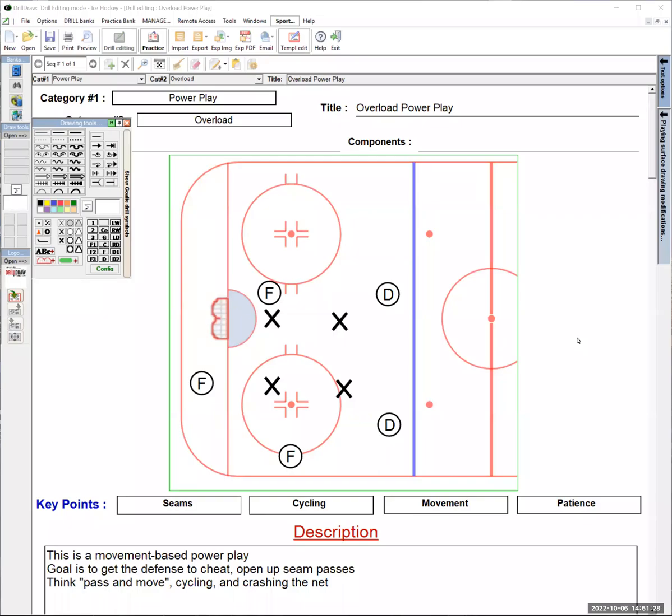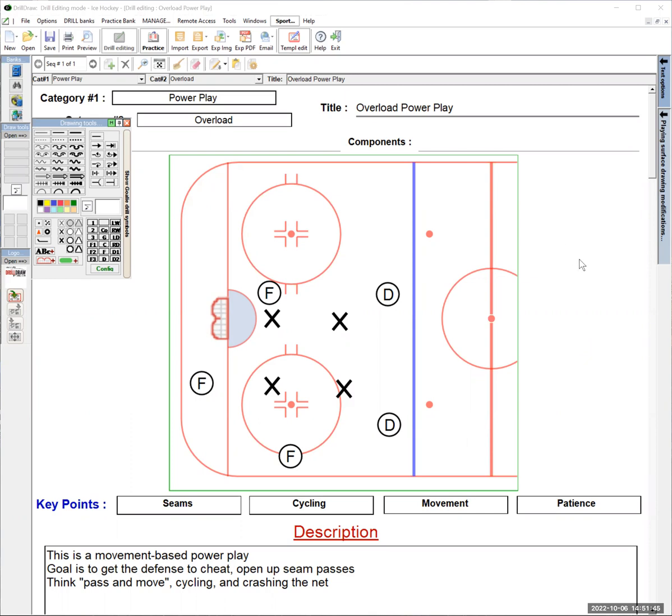All right, everybody. In this case, we're going to go over the overload power play and the way in which we want to take advantage of weaknesses in the defense and think about how we want to move the puck around as much as possible.